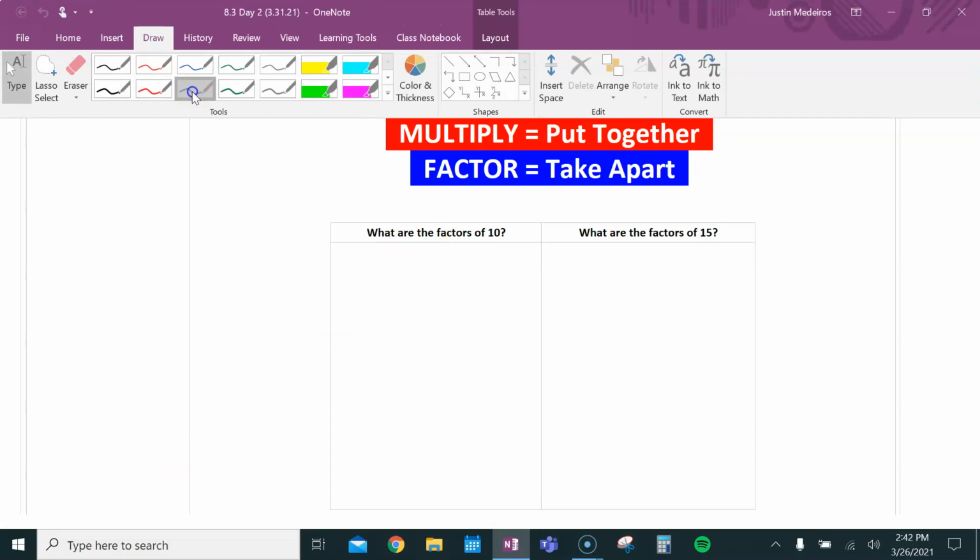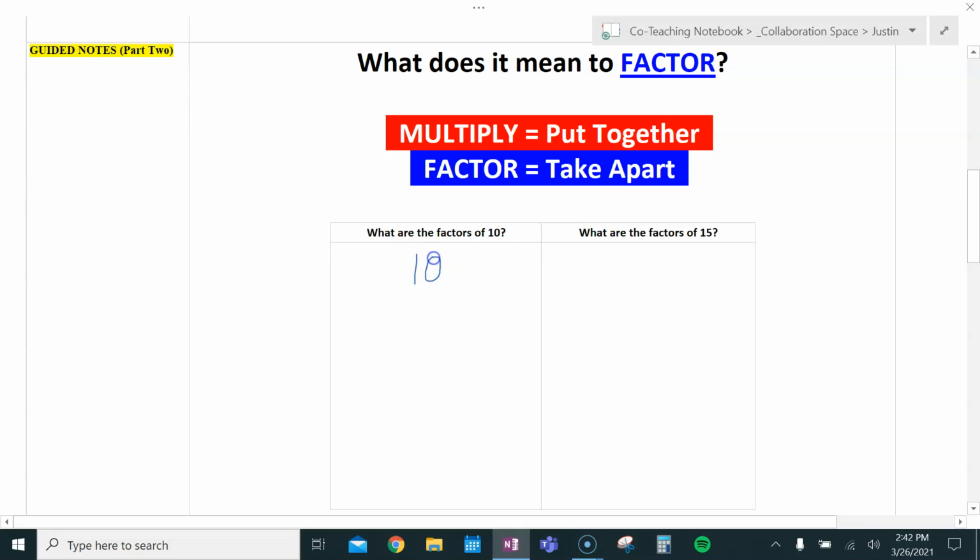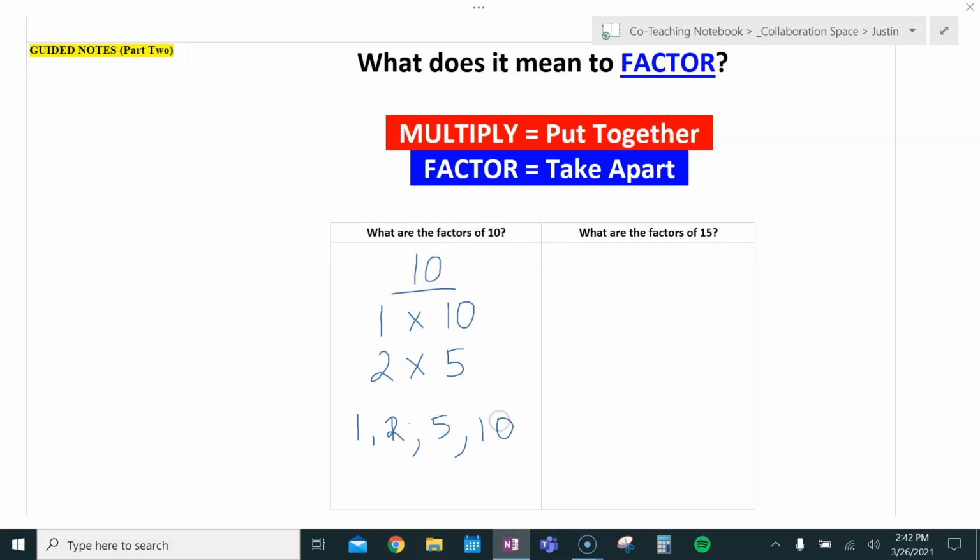So I'm going to start off by placing my 10 here. So factors of 10 are numbers that we can multiply together that will make up 10, right? So two numbers that we multiply that make up 10. The easiest one that everybody should identify is 1 and the number itself, which is 10. Another set of numbers that we can multiply together to get 10 is 2 and 5. Okay, so our factors of 10 are 1, 2, 5, and 10.